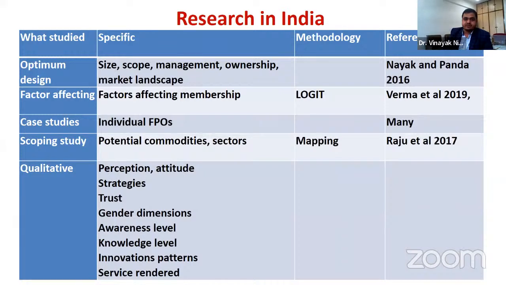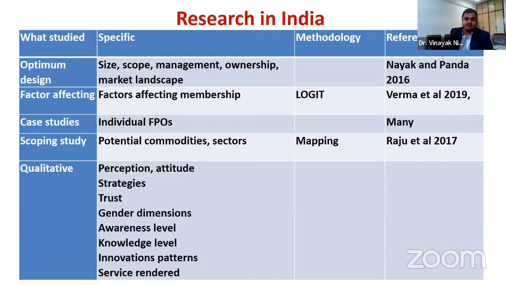Optimum size or optimum design. NABARD, I also told you, concluded what they were doing, but certain studies also talk about what can be the optimum size, scope, management, and market landscape for these FPOs. Most of the studies focus on factors affecting membership or factors affecting participation of members in FPOs. Basically they are using the logit model. Some have used the multinomial logit also to see the level of participation.